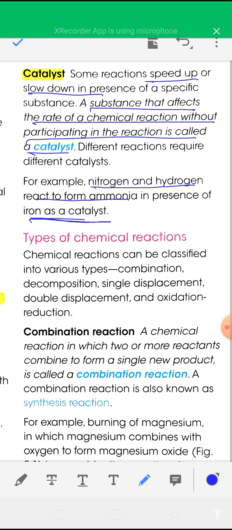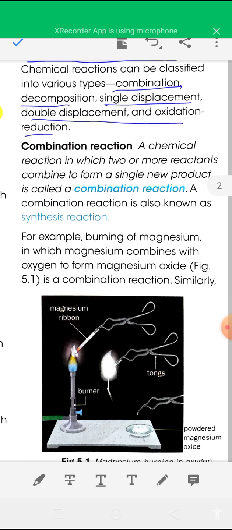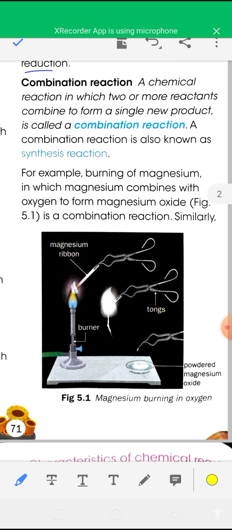Now see types of chemical reaction. There are many types of chemical reaction, like combination reaction, decomposition reaction, single displacement reaction, double displacement reaction, oxidation reaction, reduction reaction. Okay, these are some types of chemical reaction.